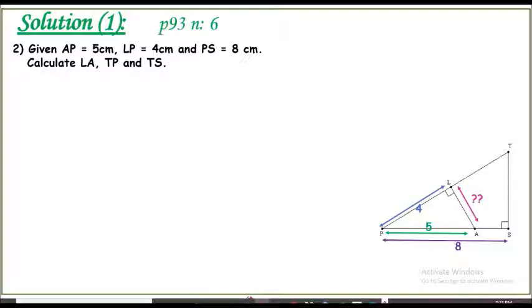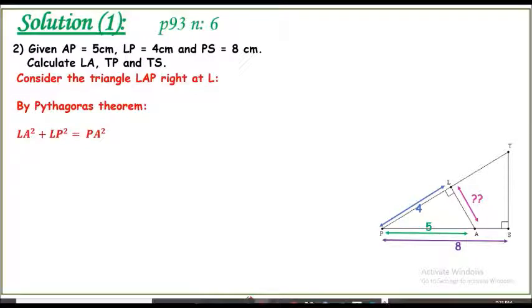Yes, as you noticed, the triangle PLA is a right triangle at L, so we apply Pythagoras theorem. By applying Pythagoras theorem, I have LA power 2 plus LP power 2 equal PA power 2. So LA power 2 plus 4 squared equal 5 squared. I continue the calculation. It is 25 minus 16, it is 9. So LA is equal to radical 9, it is 3 centimeter. So I write on the figure now that LA is 3.